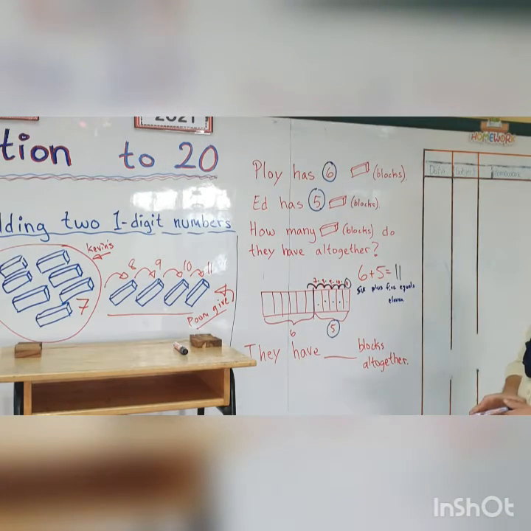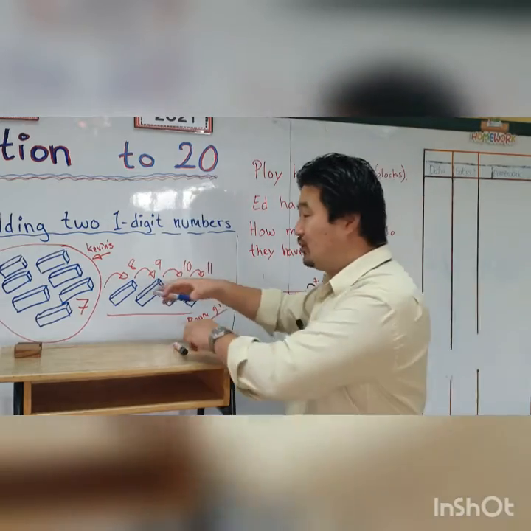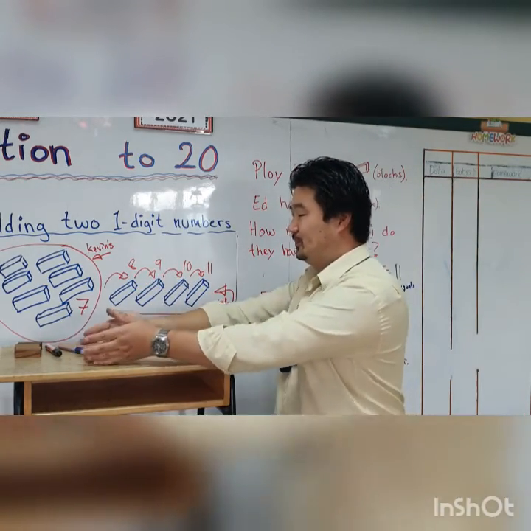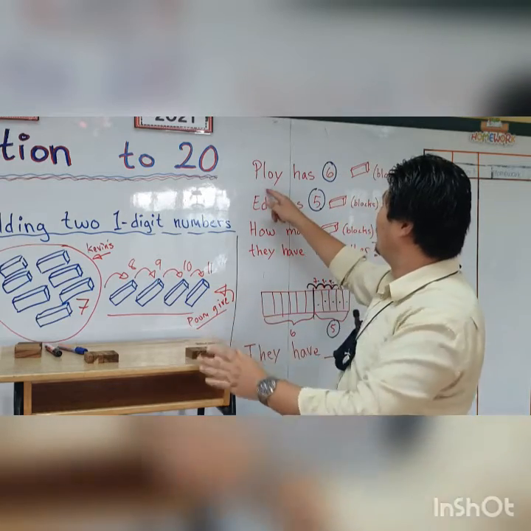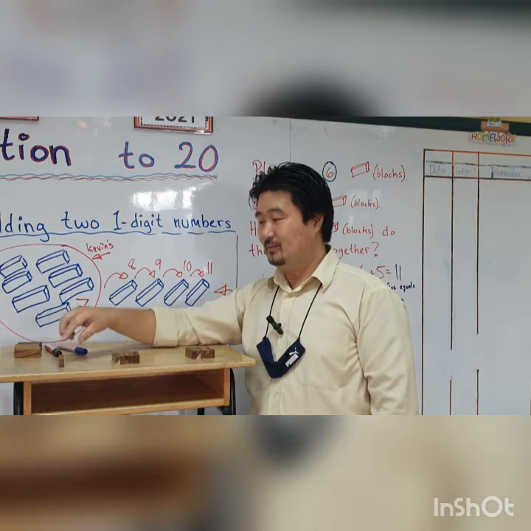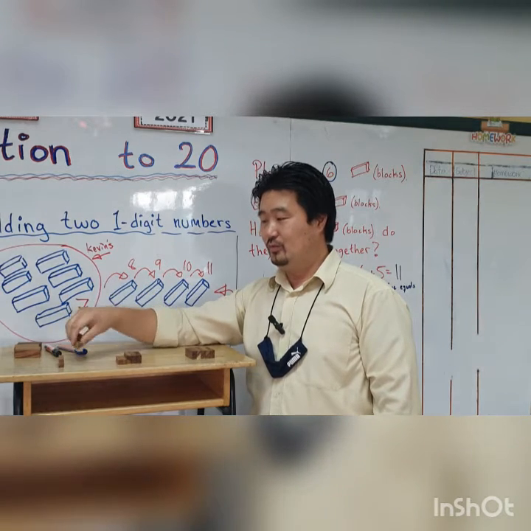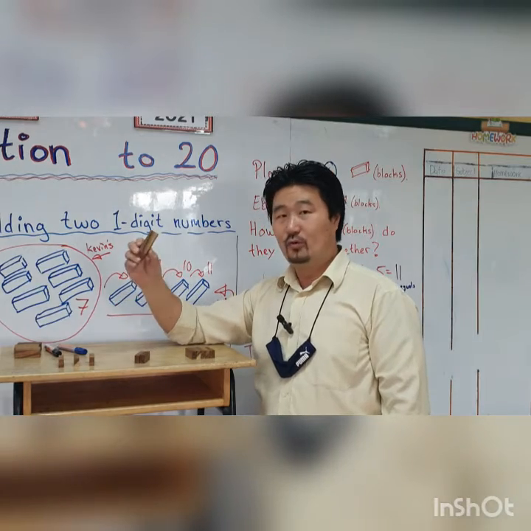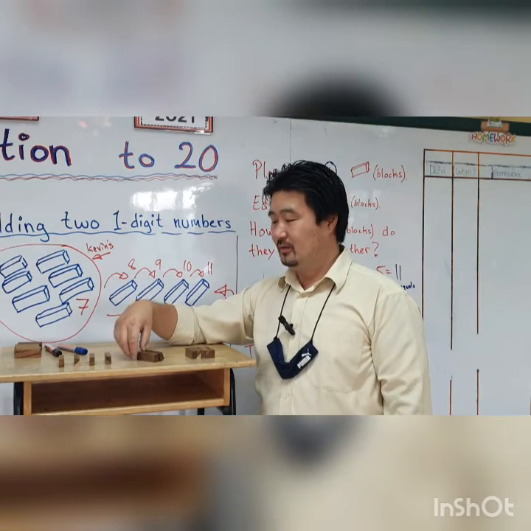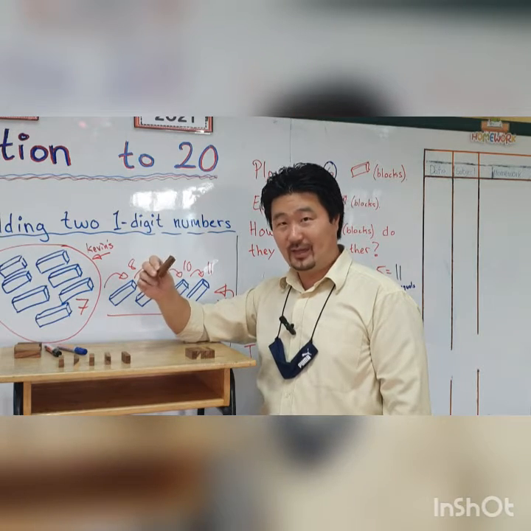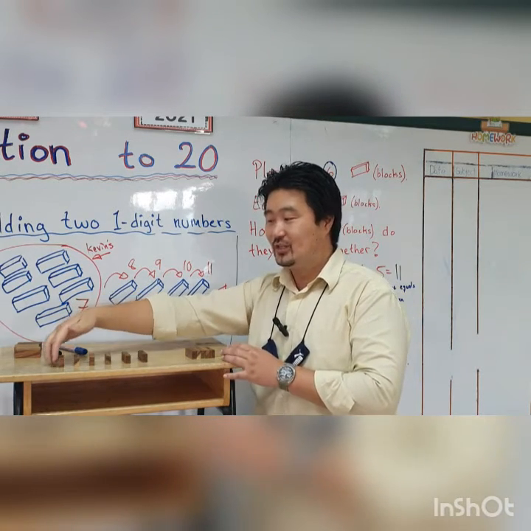Okay. So now let's visualize it one more time with the blocks. So Ploy, she has 6 blocks. Let's count. 1, 2, 3, 4, 5, and 6. Okay? You can clearly see she has 6 blocks here.